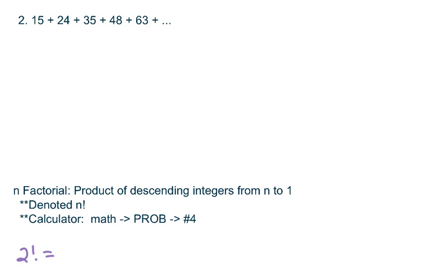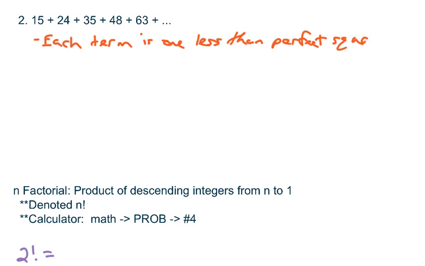15 plus 24 plus 35 plus 48 plus 63. Now, as you're looking at this one, I see almost perfect squares, thinking 16, 25, 36, 49, 64. Again, like we've said before, this isn't necessarily something you're going to see right away. This might take you a few minutes to find the pattern, and that's okay. Just stick with it, and it will come to you. So what I see here is each term is one less than a perfect square.